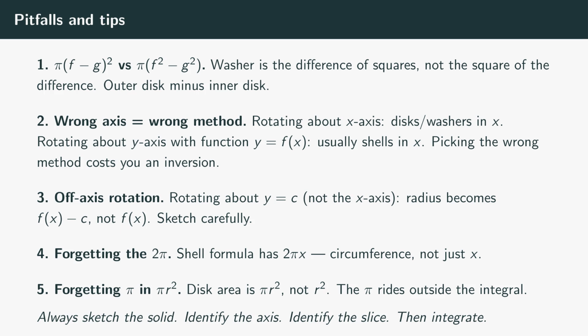2. Wrong method for the axis. If you're rotating about the y-axis and your function is y equals f of x, the shell method is almost always cleaner than the disk method.